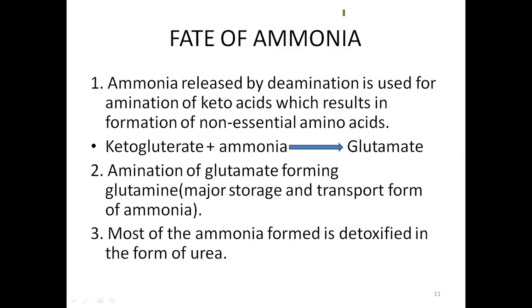Now, what happens to the ammonia that is formed? Now, ammonia that is formed, first step, it may react with ketoglutarate, resulting in formation of the glutamate. Okay. Now, the glutamate formed can result in formation of what are known as the non-essential amino acids. That's the first fate of ammonia that is formed. It may be engaged in the formation of new amino acids.